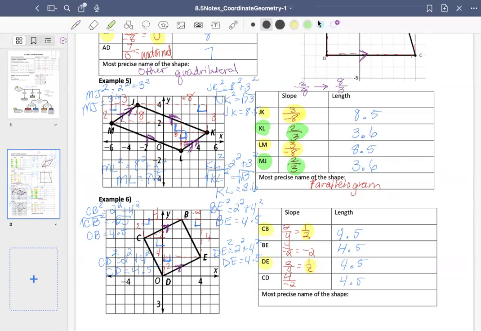I also see another pair of same numbers, that -2. Oops, I did not simplify that down. There we go. So I have another pair of same numbers, -2 and -2, referring to BE and CD. Go ahead and mark that. So I see that I have two pairs of opposite parallel sides.